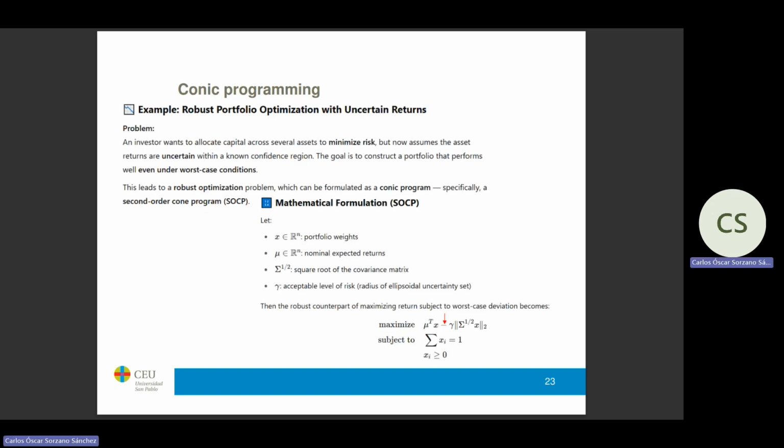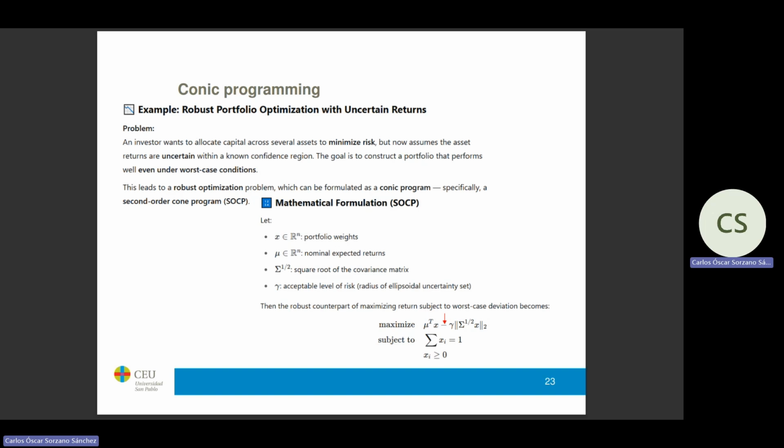Okay, good. More problems. Conic programming. So conic programming, let's see. An investor wants to allocate the capital, the same investor as before, for several steps to minimize the risk. So far almost the same. But now assume that the asset returns are uncertain within a confidence region.